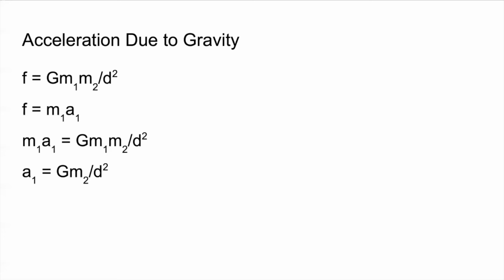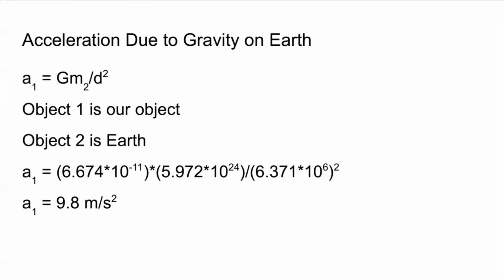So using this, we can determine the acceleration due to gravity on Earth. So suppose object 1 is our object and object 2 is Earth. So we plug in all the values. So we know that capital G is 6.674 times 10 to the negative 11th. The mass of Earth is approximately 5.972 times 10 to the 24th, divided by d squared. So we can just plug in the radius of Earth for d.